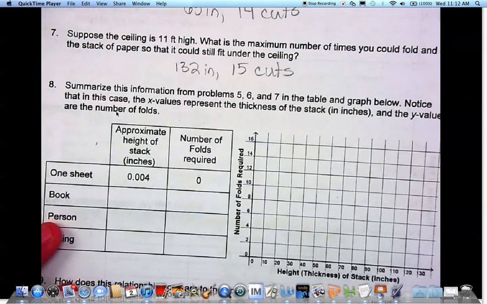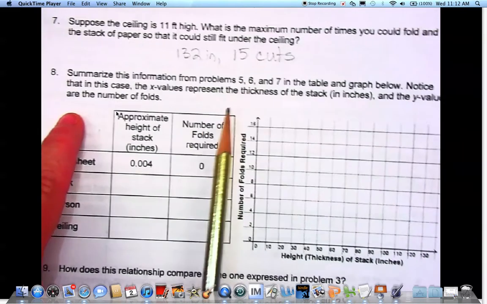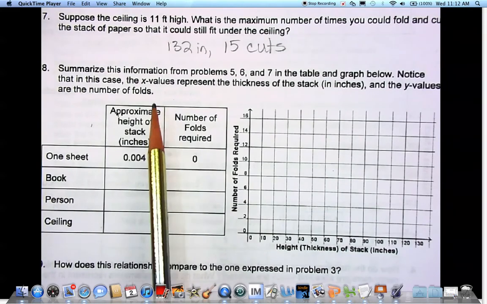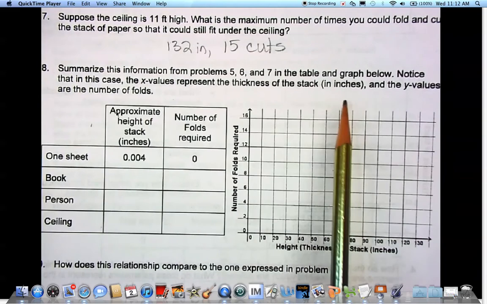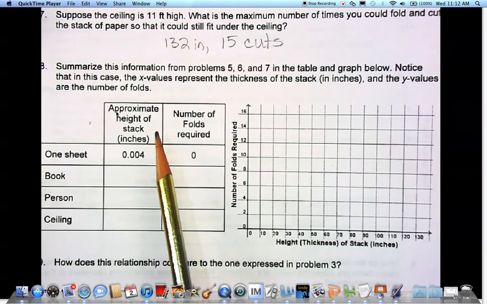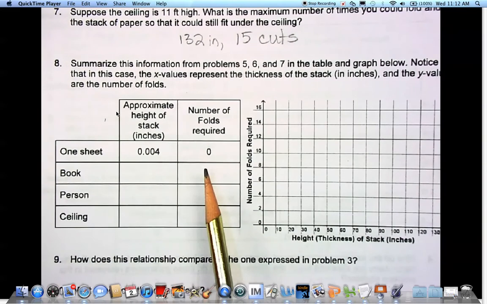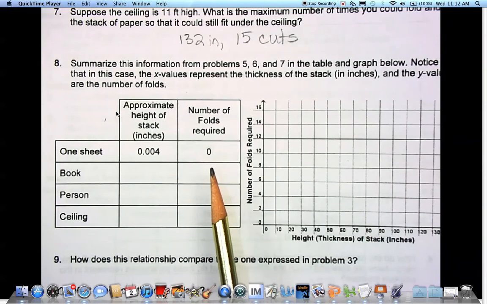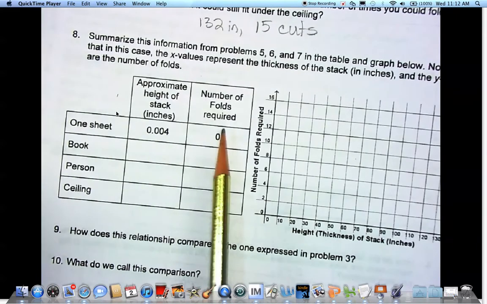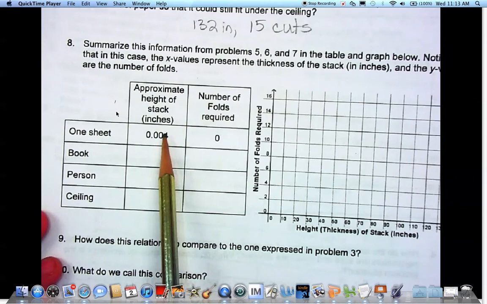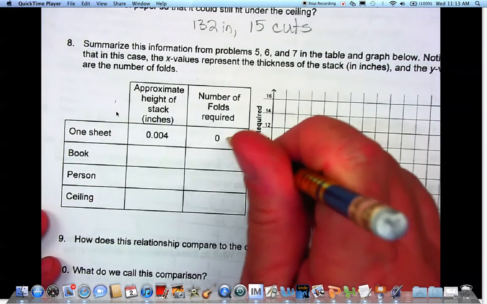All right. Now we're going to do something a little different. It says summarize this information from problems 5, 6, and 7 in the table and graph below. Notice that in this case, the x values represent the thickness of the stack, and the y values are the number of folds. Okay, so what happened here? How is that different from the first table we had? It's going to be opposite of what it looked like the first time. The x and y's, what happened to them? They flipped. They're switched, aren't they? We've got thickness for x and number of folds for y.